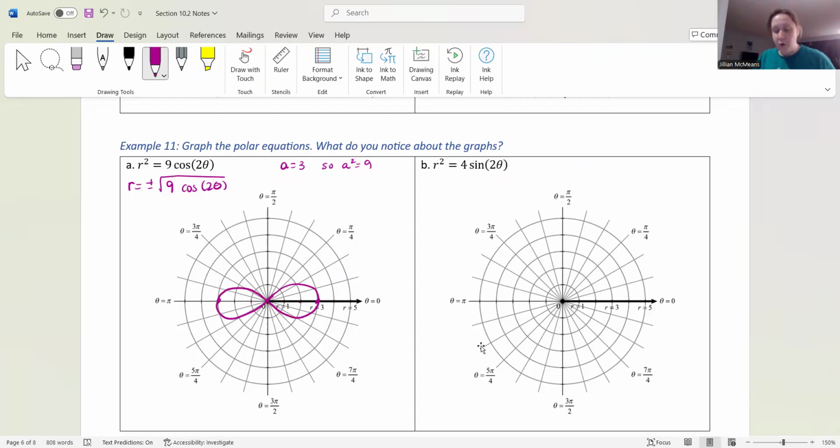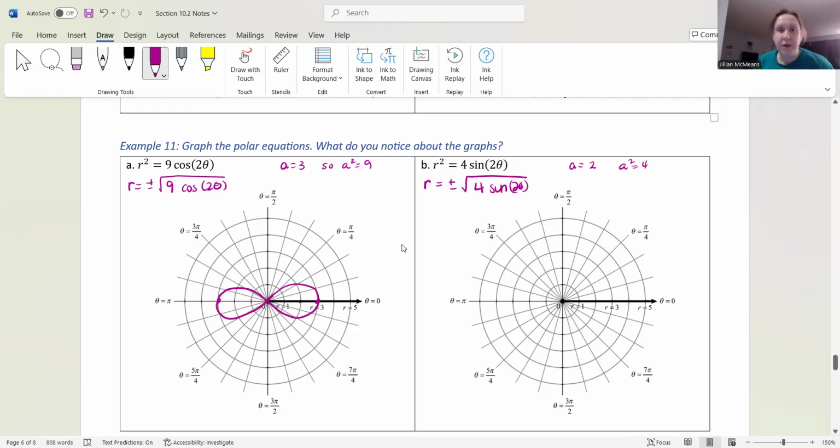Now for the next one, we have part B. We have r squared equals 4 sine of 2 theta. Notice here, a would be 2, so that a squared is the 4 that we have in our equation. We've got sine, we've got 2 theta, we've got the r squared. We're good to go. All we need to do is solve this for r. To get r alone, we take the square root of both sides. So we get plus or minus the square root of 4 sine of 2 theta. Let's see what we get here. This one's going to be a little bit different, but kind of cool.